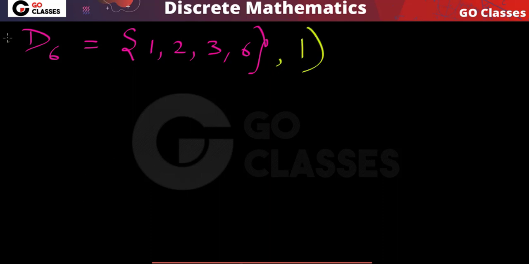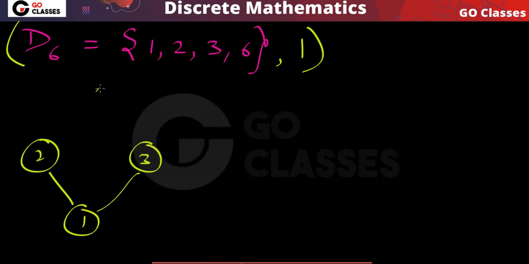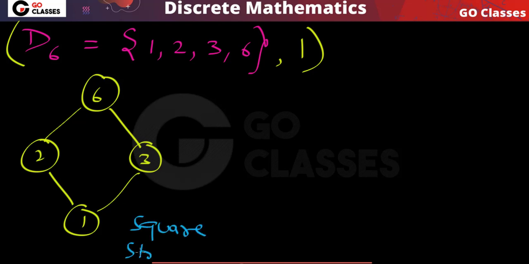Now let's see another one. What about D6? Remember, D6 is basically 1, 2, 3, 6. Is this complemented? So what is the Hasse diagram for D6? The relation is divisibility. So I can say 1 is the least element, 1 divides 2, 1 divides 3, and 2, 3 divide 6. You already know this is a square structure.